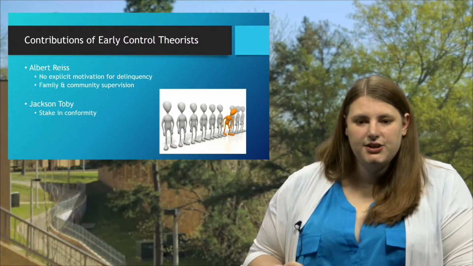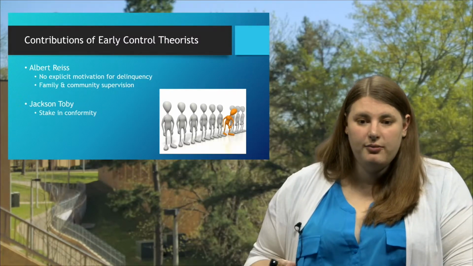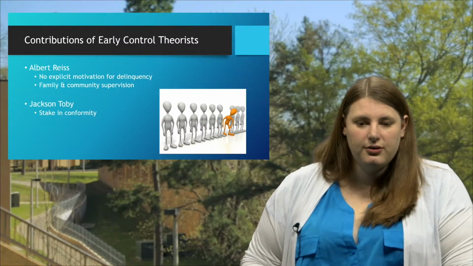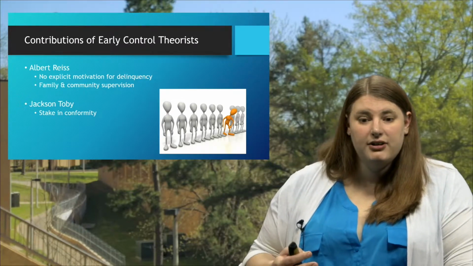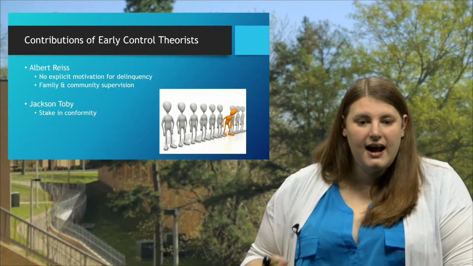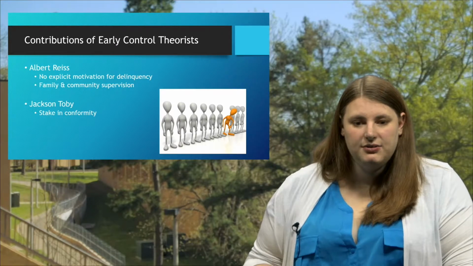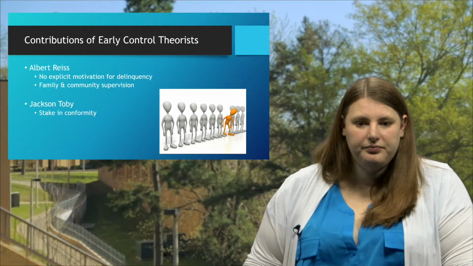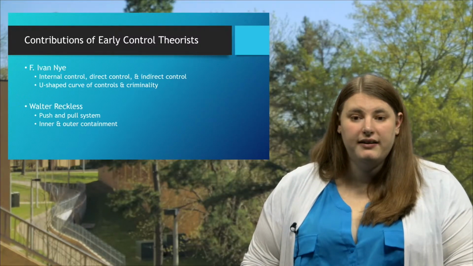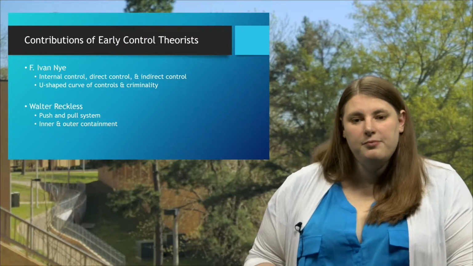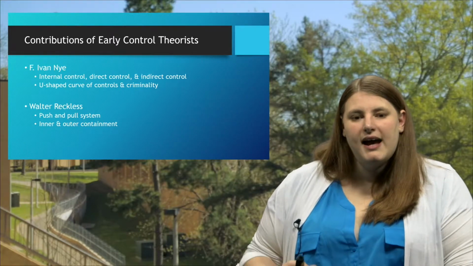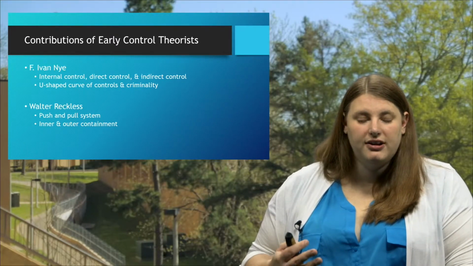The next theorist, Jackson Toby, argued that an individual's stake in conformity is what determined whether people would engage in delinquent behaviors or conform to the conventional norms. The stake in conformity related to the individual's investment within conventional society. Toby argued that people who are not invested have less to lose and are therefore more likely to engage in delinquent behaviors. F. Ivan Nye's control theory also provided several concepts that helped shape modern control theories, including his classification of different types of controls. Nye proposed that there are three types of control exerted on an individual.